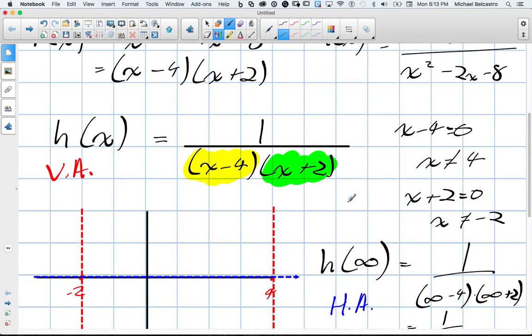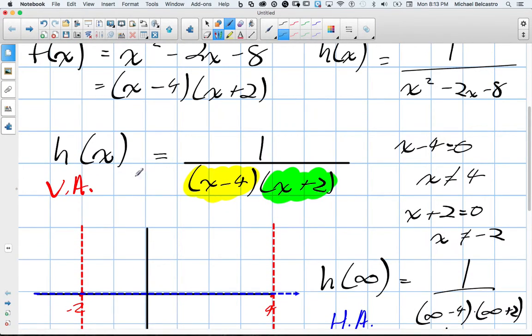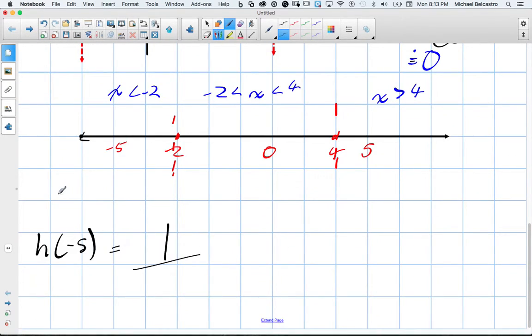Is that like the sign chart, kind of? Yeah, very similar to that. So x minus 4, x plus 2. In this case, I'm just going to write it down, x minus 4, x plus 2, so I don't forget. So this becomes -5 minus 4, -5 plus 2.